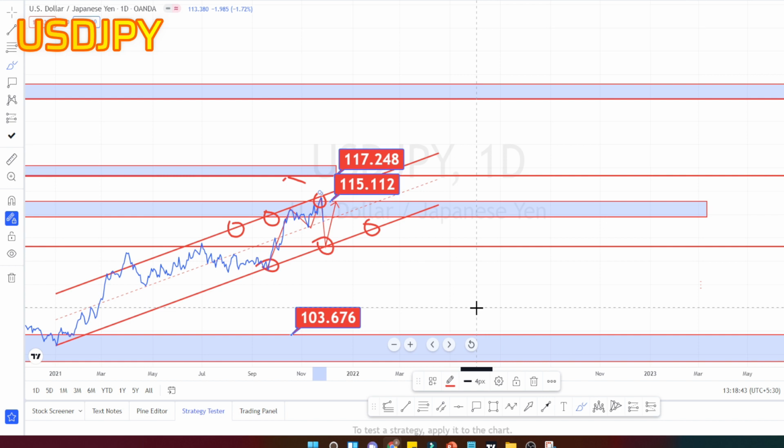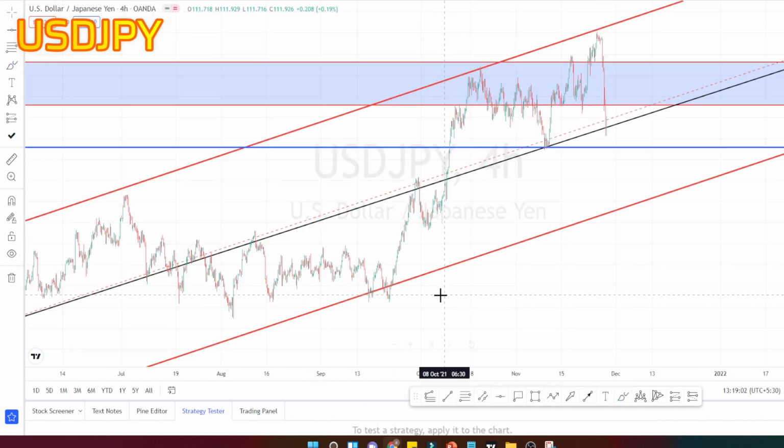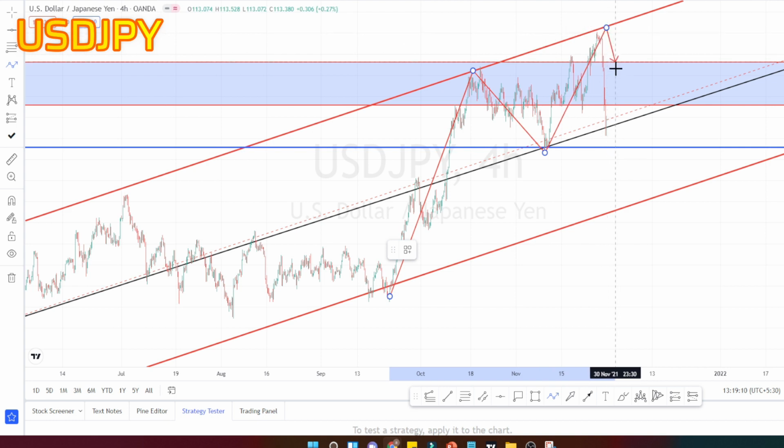Let us do the analysis in 4 hours time frame. I'm in 4 hours time frame in USD JPY currency pairs. As mentioned, it has formed a very nice double top pattern and currently market has retraced to the neck level. I marked the neck level also, the blue color support line.